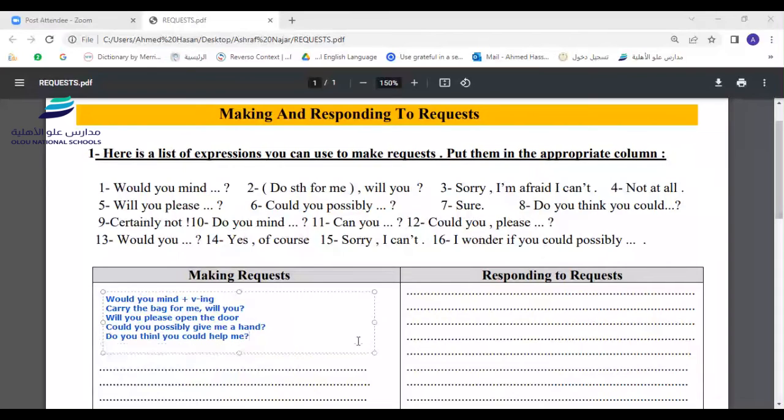What is another way of asking, do you mind? And put the verb. What else for making requests? Questions, guys. Can you, and use a verb, put a question mark. Can you? Could you? Will you? Would you? Would you mind? Do you mind? So also we have could you, and I wonder if you could possibly, and put your verb.